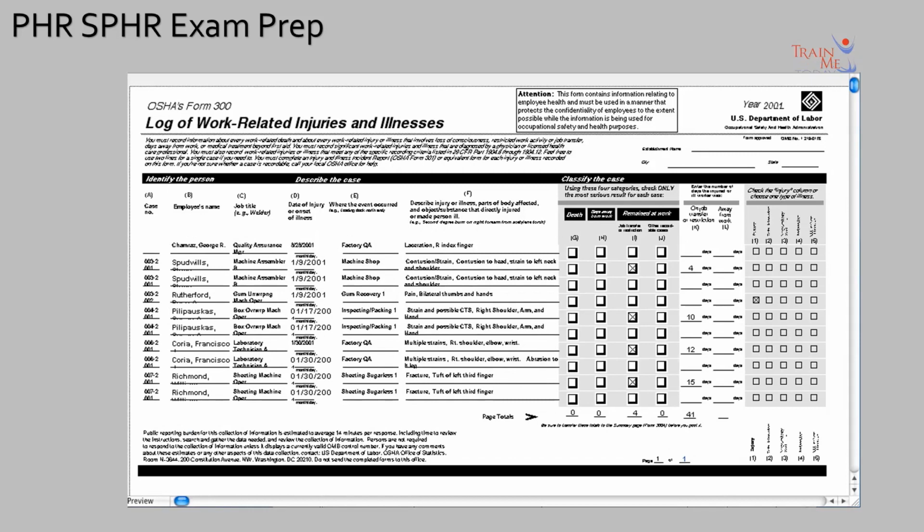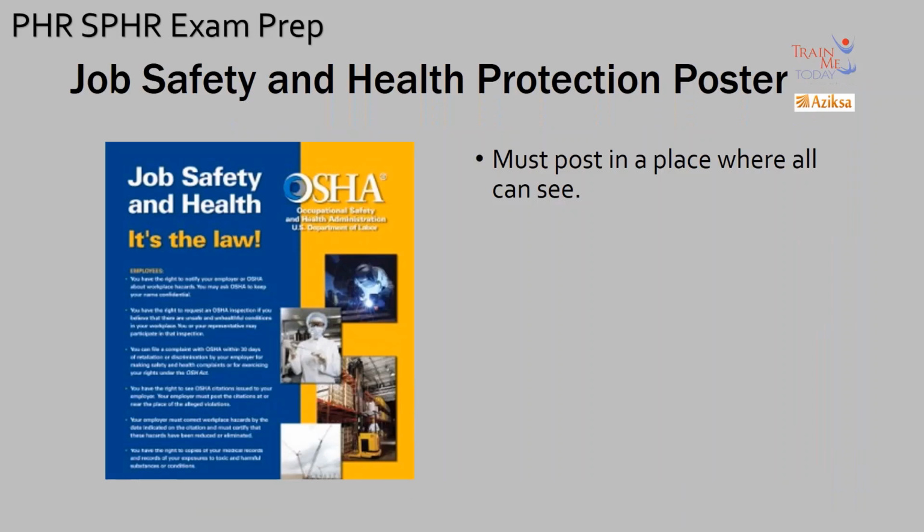The OSHA Form 300A, the Summary of Work-Related Injuries and Illnesses, must be posted no later than February 1st of each year and remain posted until April 30th of that year. It must also be made available on request for examination and copying to any employee or former employee. A job safety and health protection poster informing employees of their rights and responsibilities under the Act is also required to be posted in every workplace.